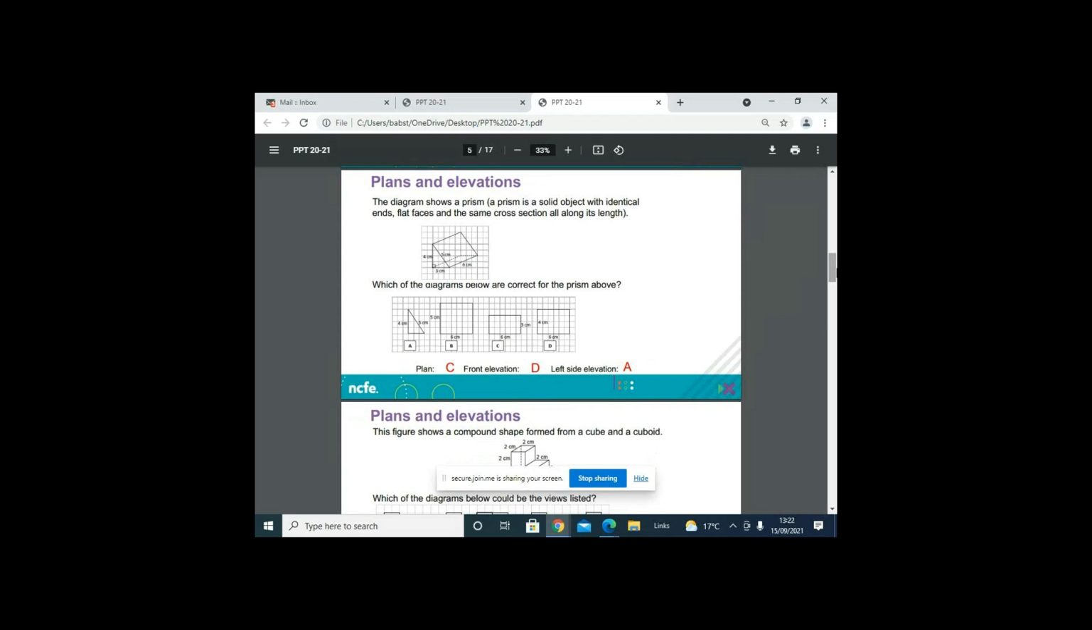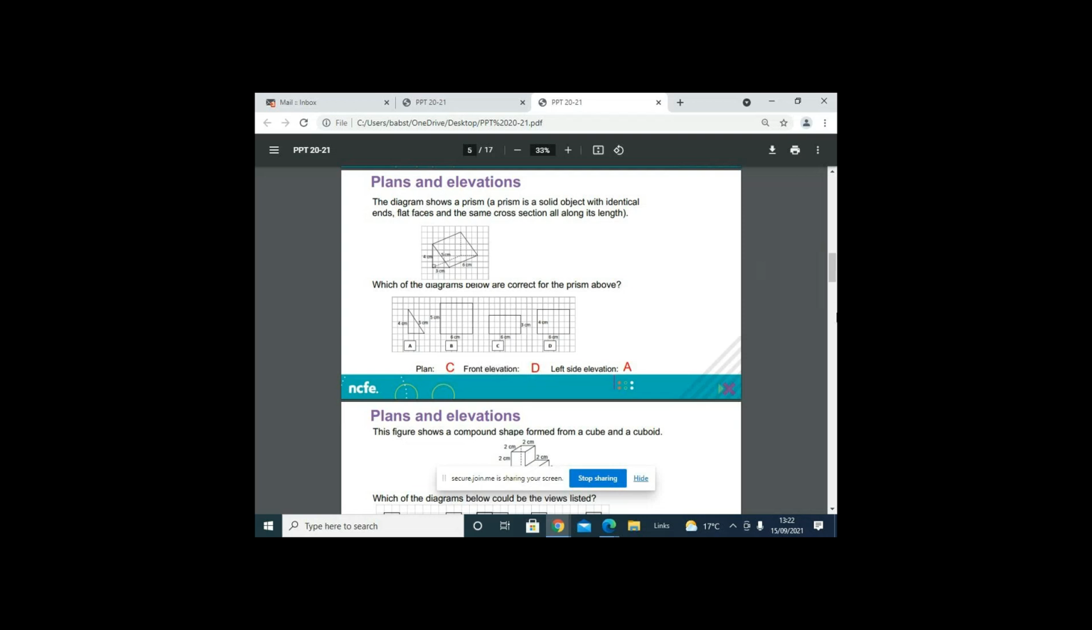Say which of the diagrams below are correct for the prism above. So you see this one, 4 and 6. The plane is going to be what the shape looks like when you look at it from the top. That is like C. If you look at it from this direction, how does the shape look? It looks like a rectangle. That is why the plane is C.